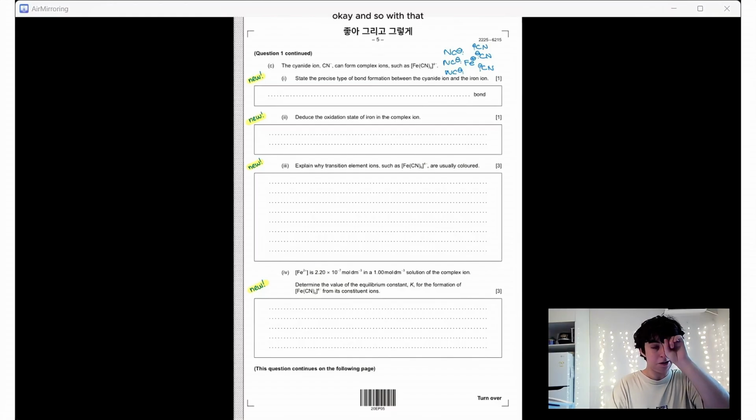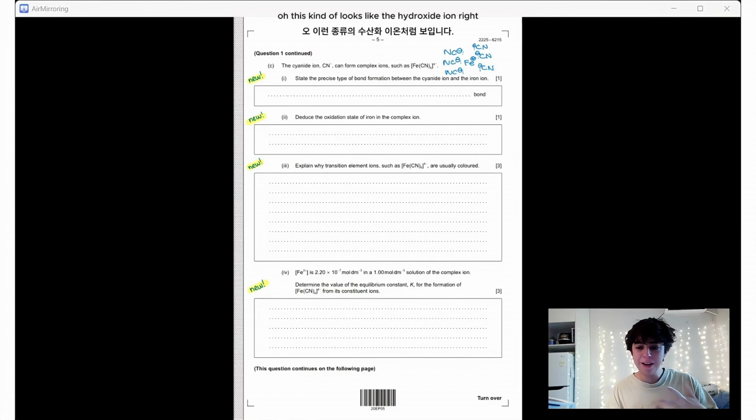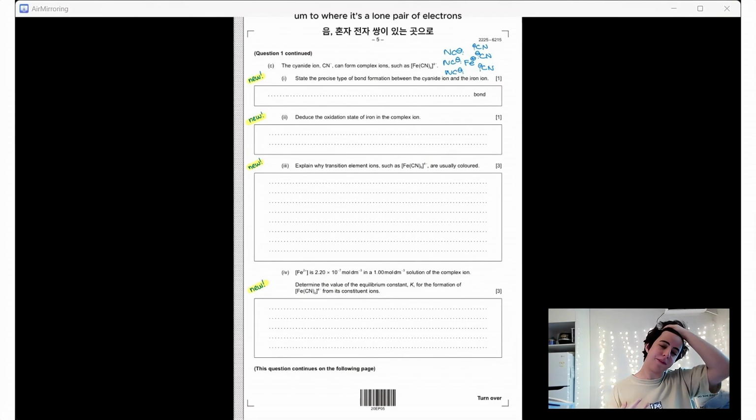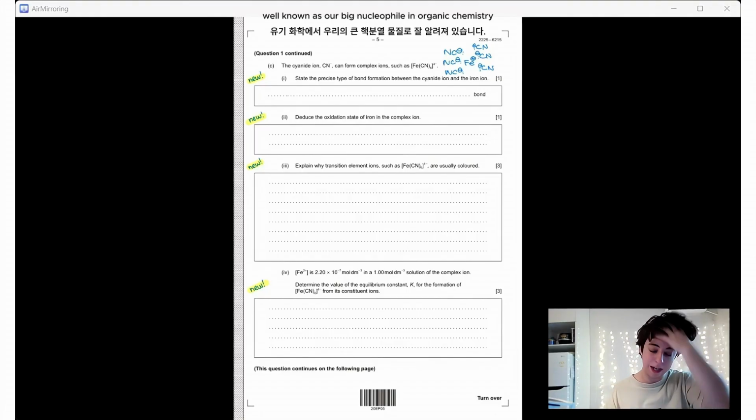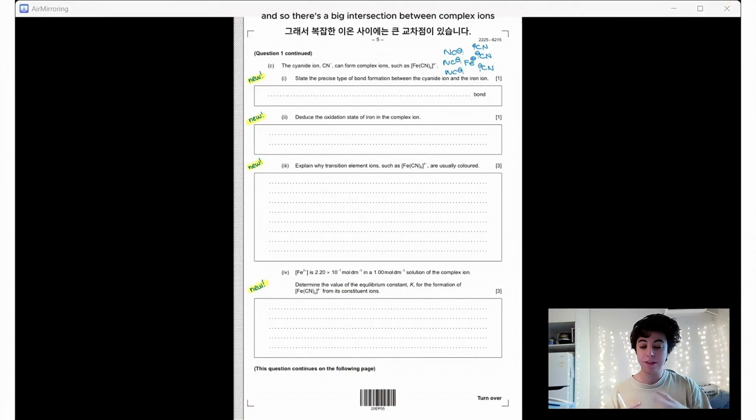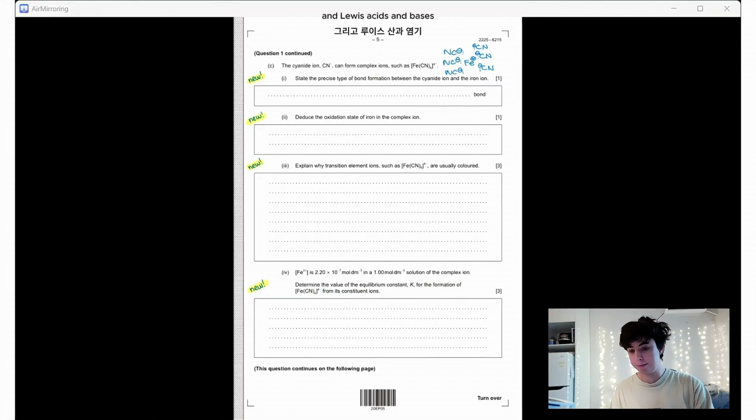With that, you should start to think this looks like the hydroxide ion, right? It's similar, where there's a lone pair of electrons and a minus, and hydroxide ions are very well known as our big nucleophile in organic chemistry. So there's a big intersection between complex ions, organic chemistry, and acids and bases, which involves electrophiles and nucleophiles, and Lewis acids and bases.